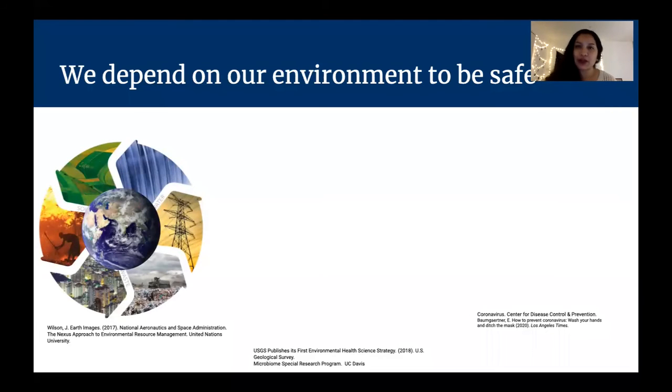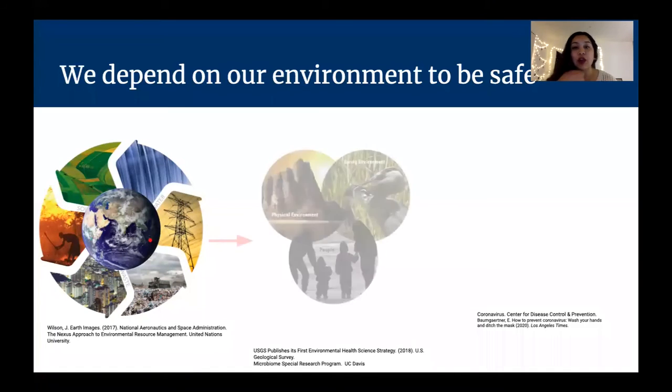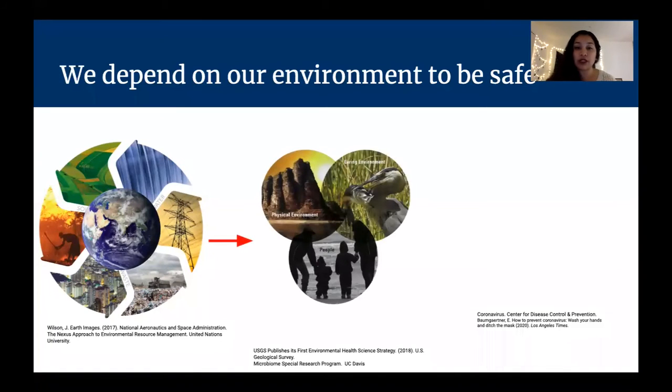Now, I think we can all agree that we humans rely heavily on resources from the natural environment around us. We also depend on these resources to be safe for us to use, since we are interconnected with this environment. That being said, our actions can also potentially inflict damage on the environment around us.